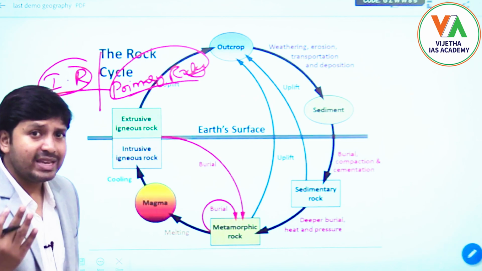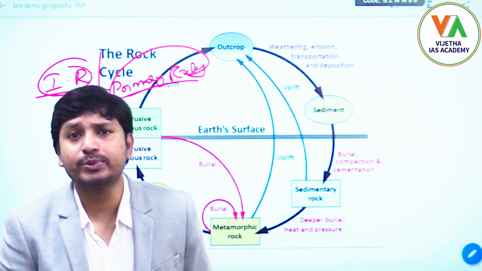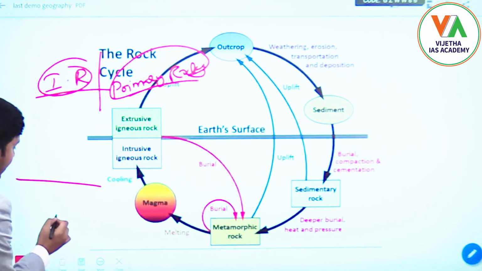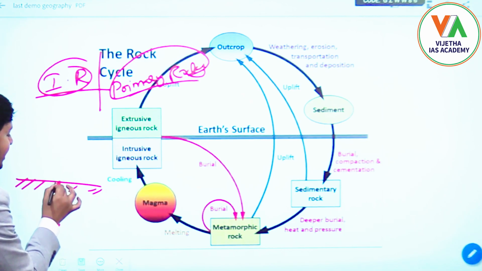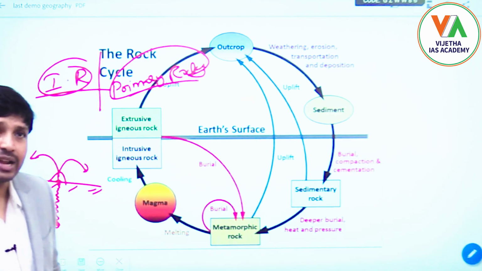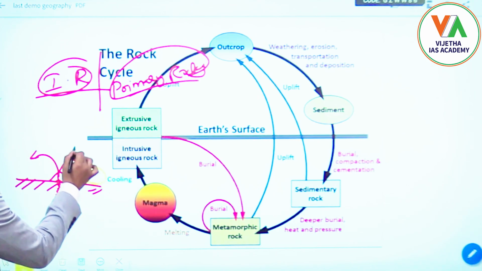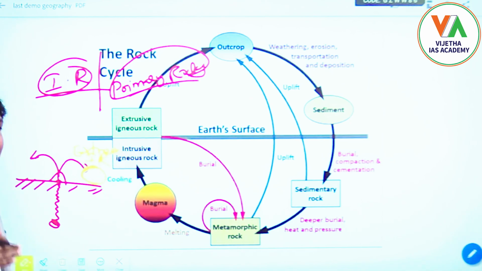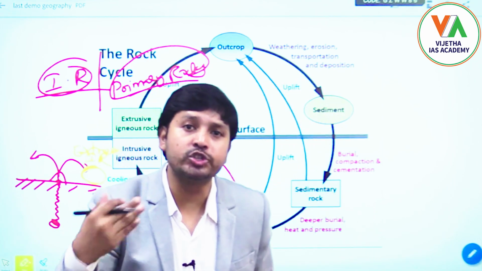Remember, these rocks are generally formed from magma. Let us assume this is the land surface. Whatever magma is coming from the interior of the earth, if it comes outside onto the land surface and solidifies and forms into a rock, then it is called extrusive igneous rock, because it came onto the surface and solidified on the surface of the earth.